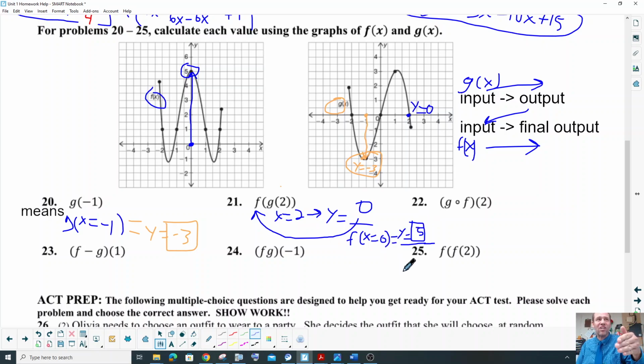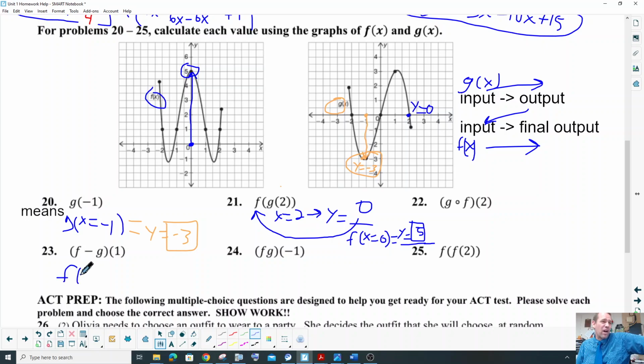Final answer. Cool. So that's our final answer, right? So what we're going to do now is try 25. We'll skip 23 for now. 23, you're going to do subtraction, which was kind of weird, but I kind of got into it. And so you're just going to plug them in individually, right?